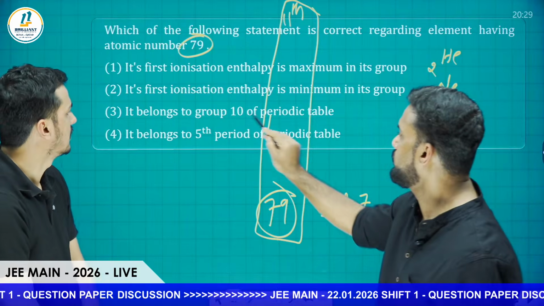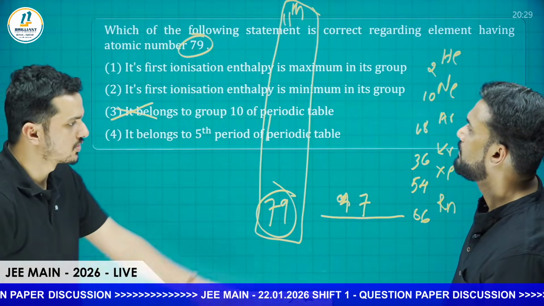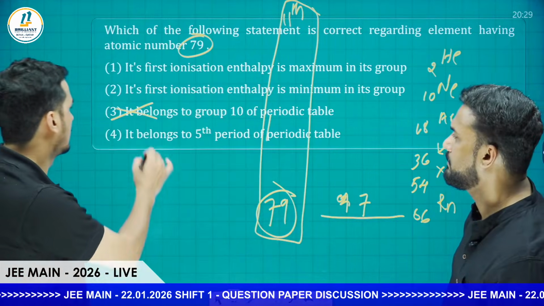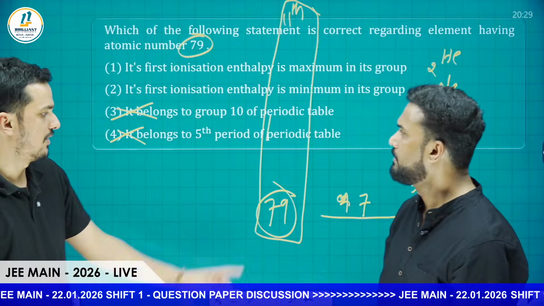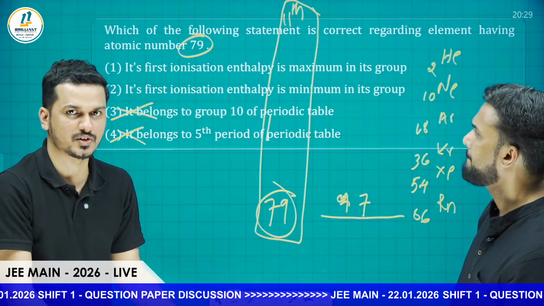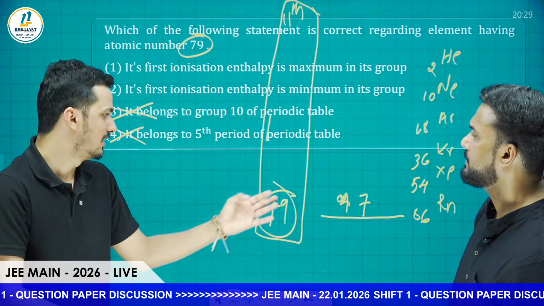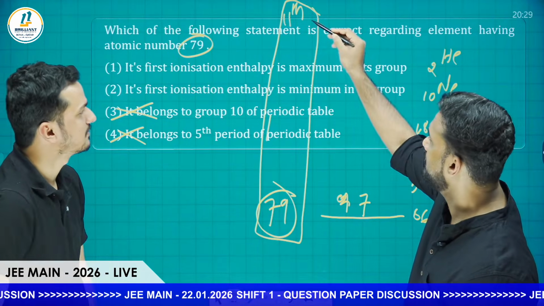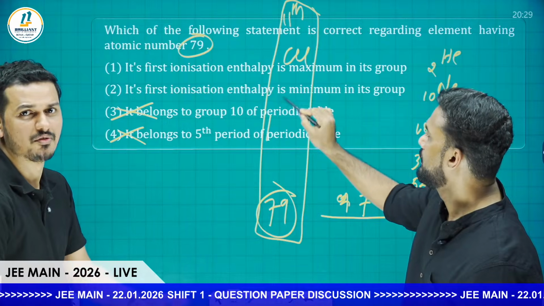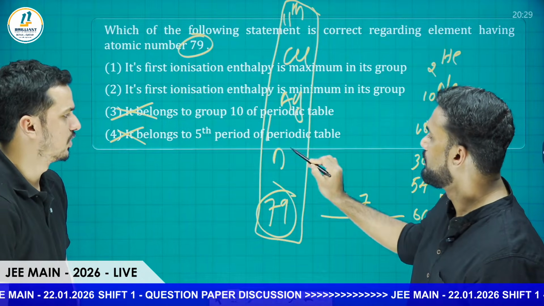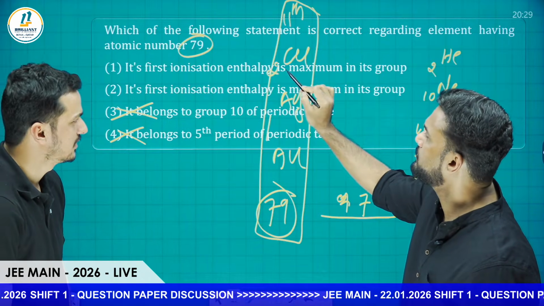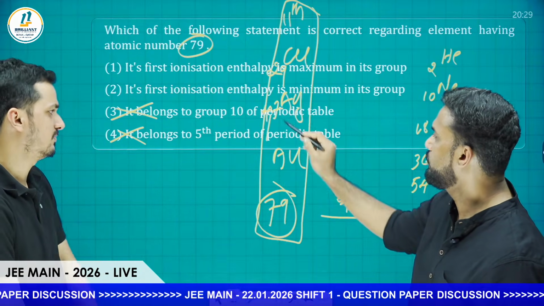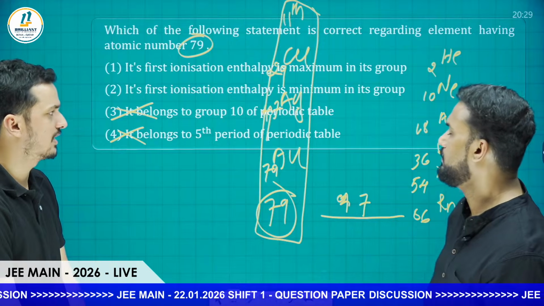Then you see, the option says it belongs to the 10th group. This one is wrong. Also the period: 1, 2, 3, 4, 5, 6th period. This is also wrong. Those who are studying for JEE, you remember that 79 is gold, definitely. 11th group means copper, silver, gold. You can easily find the numbers: copper is 29, coinage metals, 29 plus 18 is 47, and 47 plus 32 gives 79.